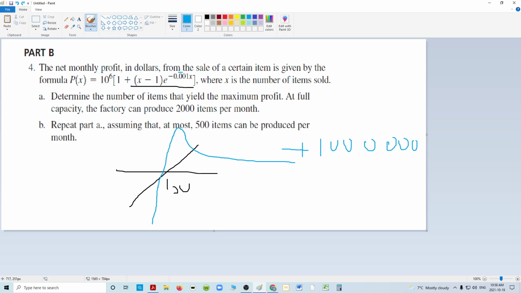But let's see what happens when x is 0. This becomes 1. This becomes minus 1. This becomes 0. So it goes through 0, comma 0. I'm going to make sure again, when x is 0, this becomes 0. So this becomes 1. This becomes minus 1. So minus 1 times 1 is still minus 1. And then 1 minus 1 becomes 0. So it goes through 0, 0.